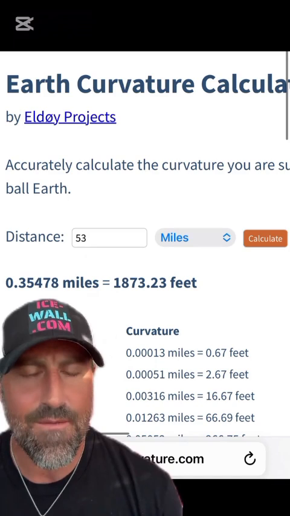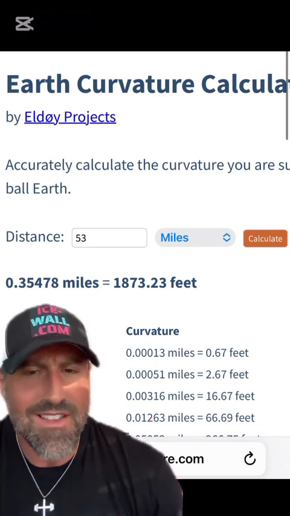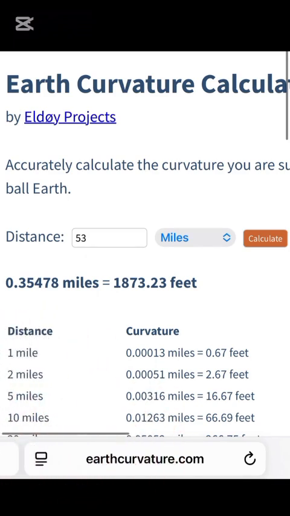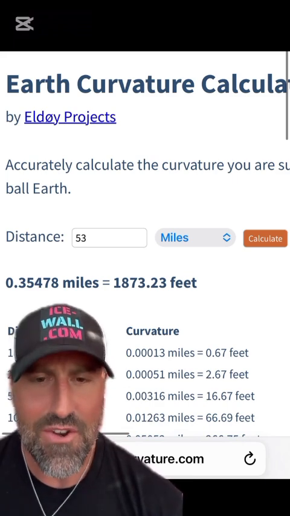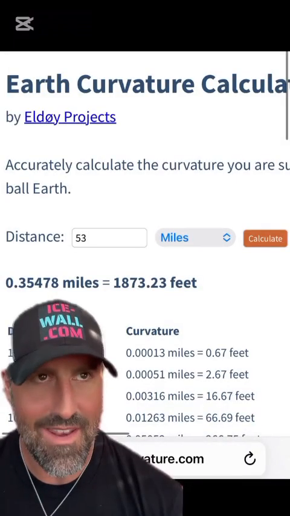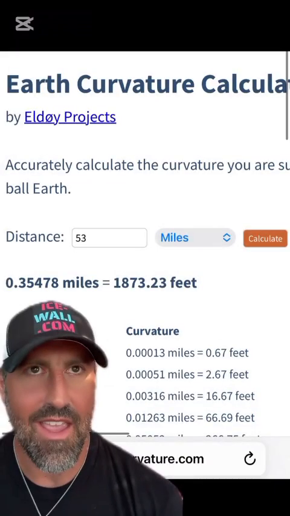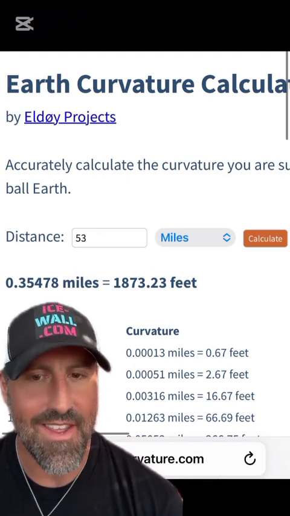Remember, the Willis Tower is 1,451 feet tall, and this isn't some flat Earth calculator. No, it's the Earth curvature calculator. This is what NASA would use, aka not a space agency.